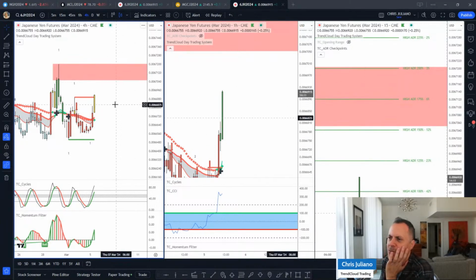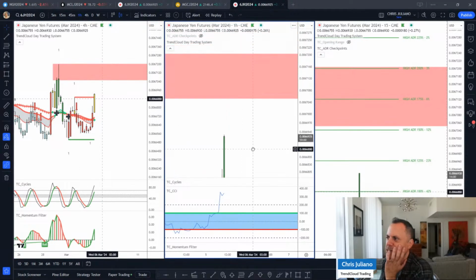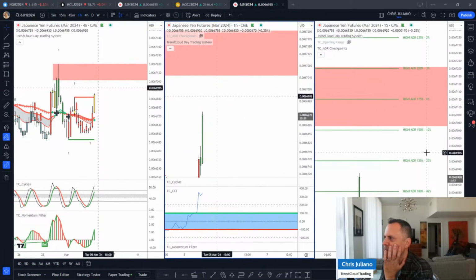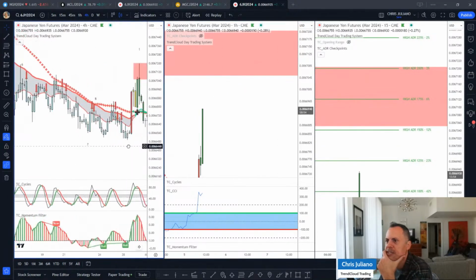But, you know, what's going on? Does it want to hit this and bounce back? We start taking things short here. My goodness, look at this. Look at the Japanese yen starting to take off here. These crazy spikes.